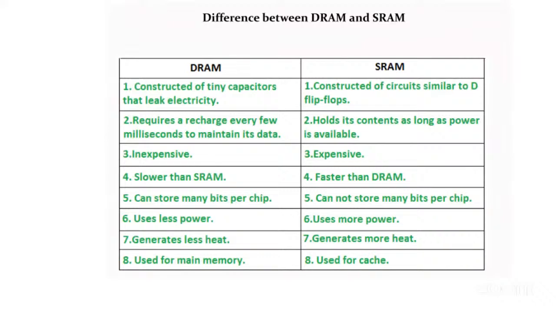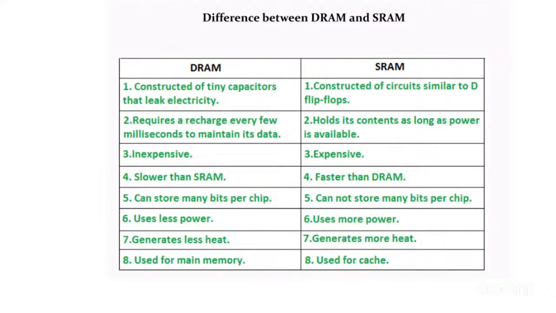Now, the differences between these two random access memories. DRAM is constructed of tiny capacitors that leak electricity, whereas SRAM is constructed of circuits similar to D flip-flops. So here, this is made up of capacitors and this is solid-state devices, D flip-flops and so on. Then, coming to the second point, DRAM requires a recharge every few milliseconds to maintain its data, whereas SRAM holds its contents as long as power is available.